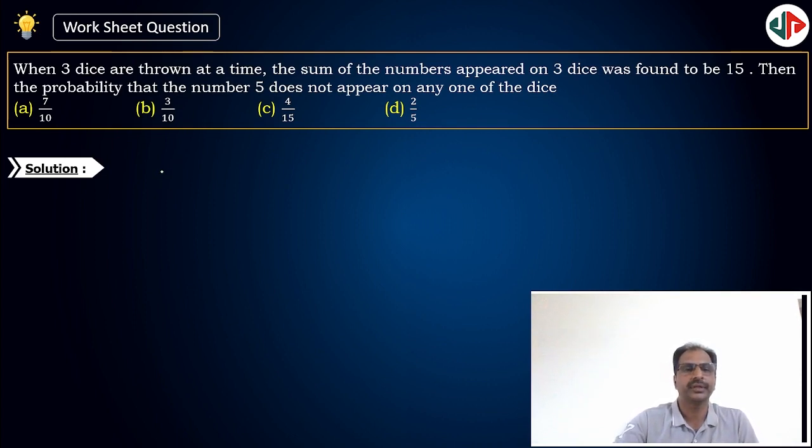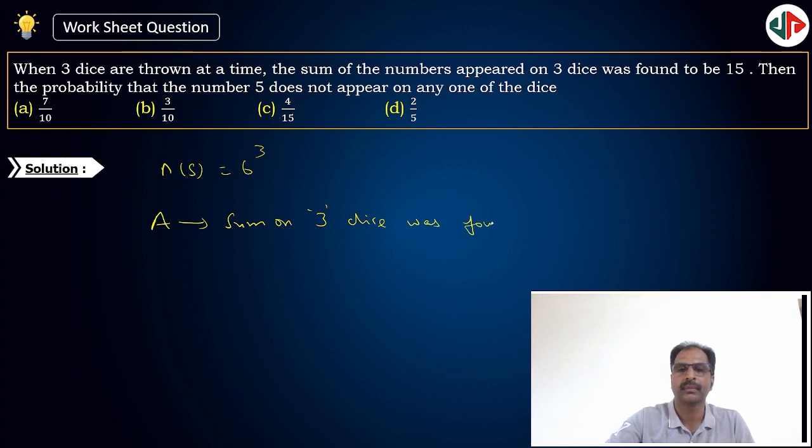Next, when 3 dice are thrown at a time, n of S is 6 cube. The sum of numbers appeared on 3 dice was found to be 15. So this is an event that has already happened. Sum on 3 dice was found to be 15. Now which event's probability is required? 5 doesn't appear on any one of the dice.